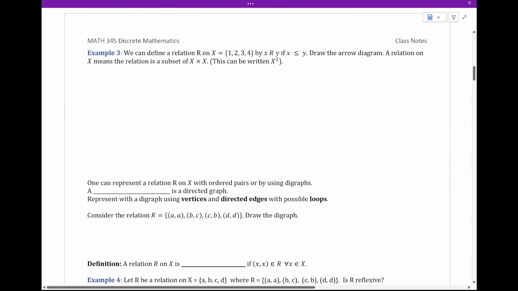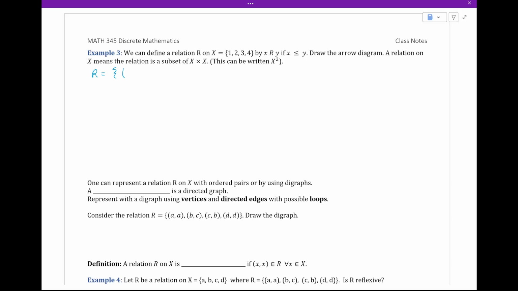Okay, let's take a look at example 3. We can define relation R on x, which is 1, 2, 3, 4, by xRy if x is less than or equal to y. So we're going to do all the things, arrow diagram. Let's take a look at that. Our relation is going to be a set of ordered pairs. Since x isn't too big, we can write out the set of ordered pairs. We'll see in future examples where our sets are going to be a little bit too big to do that, but I think we can still do that here.